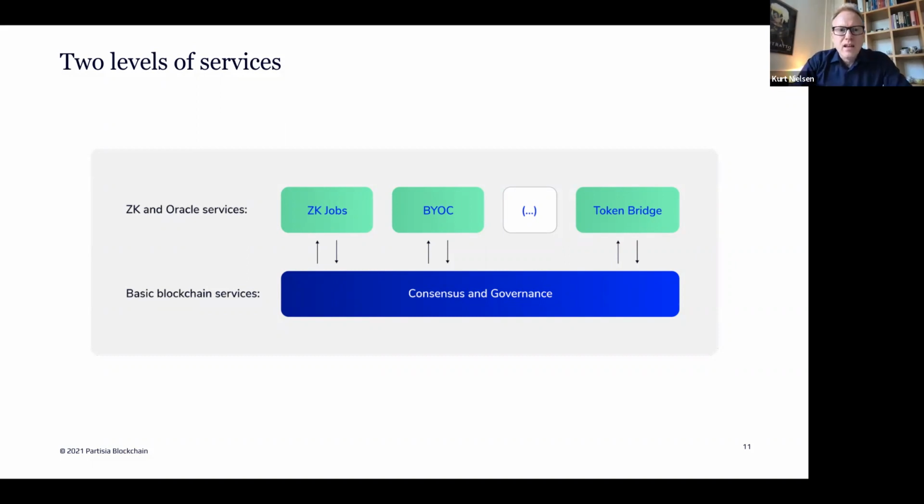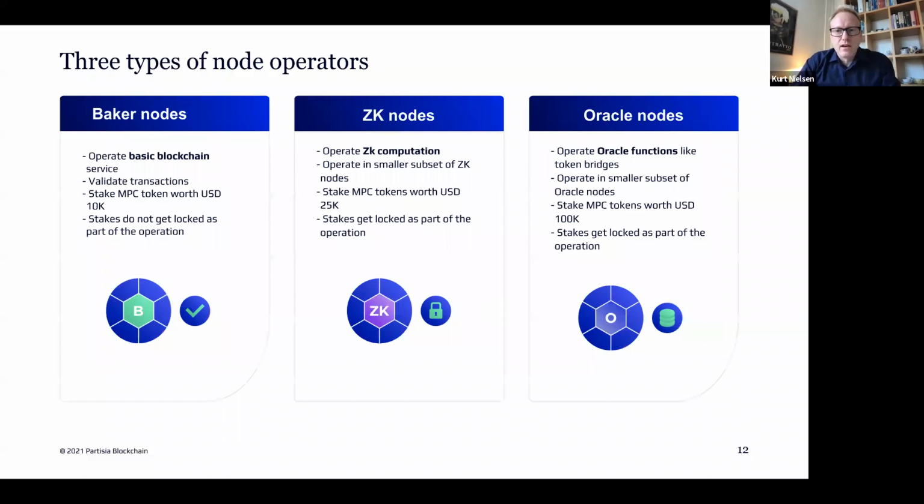So if I just give a quick rundown on these three things that we're doing, they also give us different node operator roles, I guess you can put it that way. We have the Baker nodes, which run the basic blockchain, creating consensus. We have the ZK nodes, running zero knowledge computation, and we have the Oracle nodes that run the bridging and the interoperability. So let's just have a quick view of that.